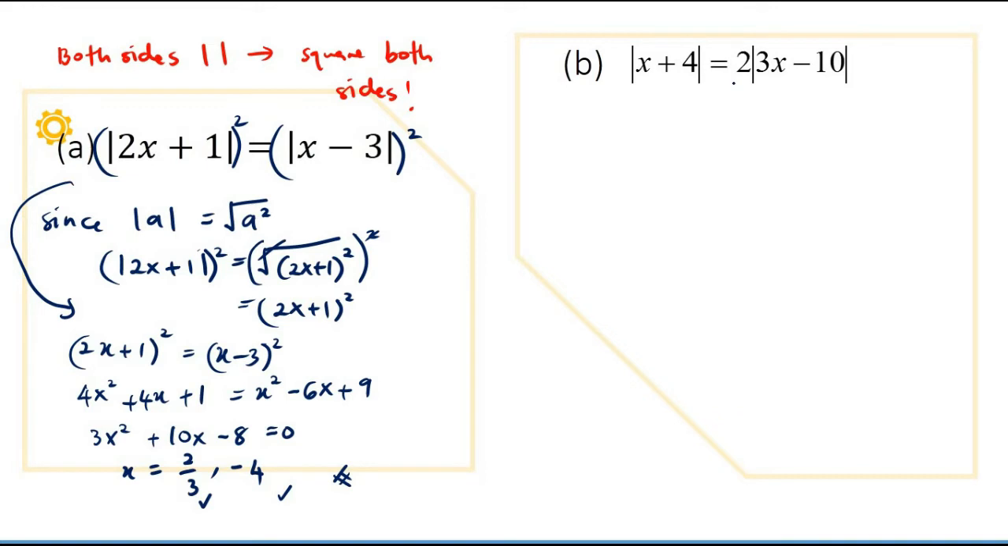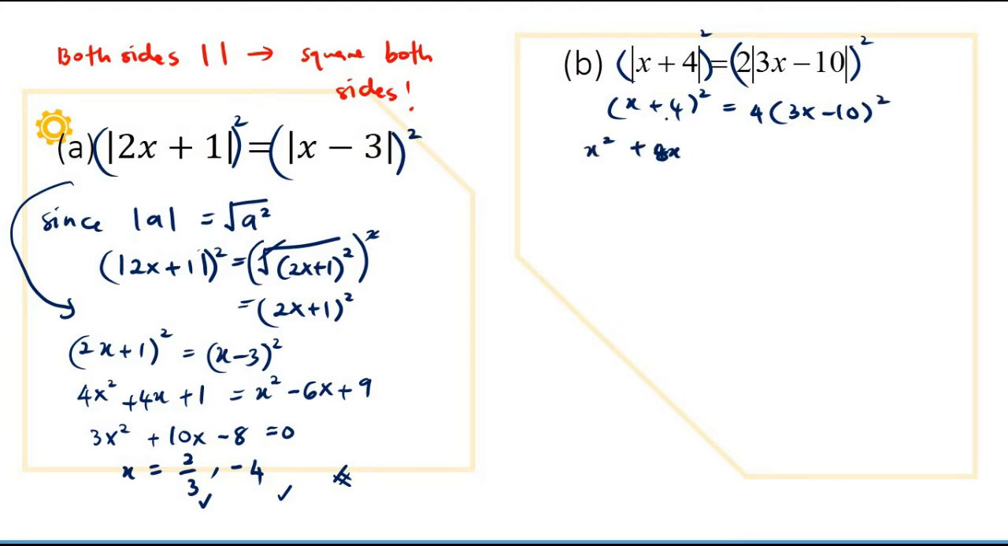What about what we have on our right? Please notice that even though you have 2 in front, you still have both sides with modulus signs. So that's why you have to square up everything on the left and on the right. So 2 squared should be 4, and then modulus 3x minus 10 squared should be (3x minus 10) squared as well.